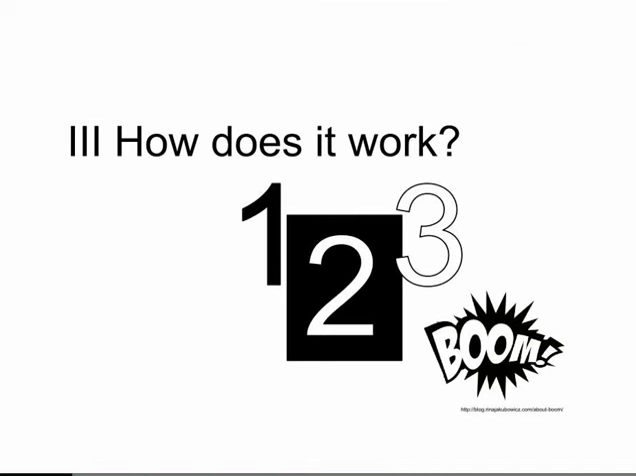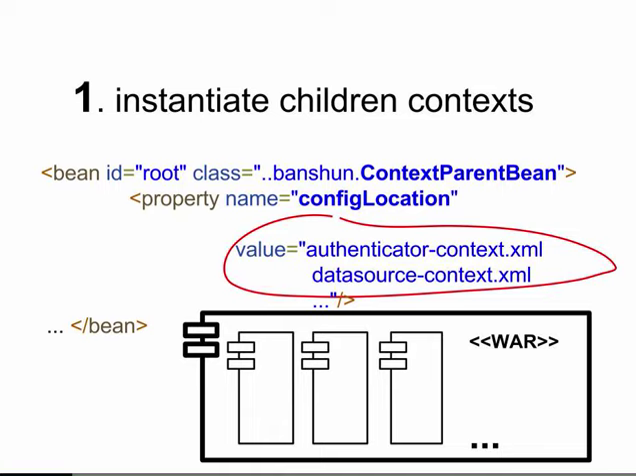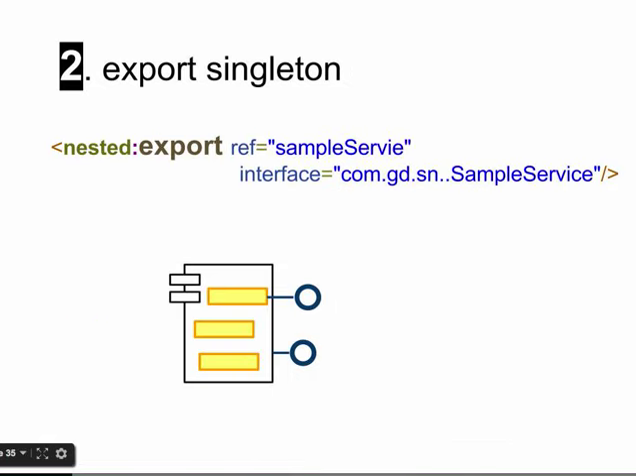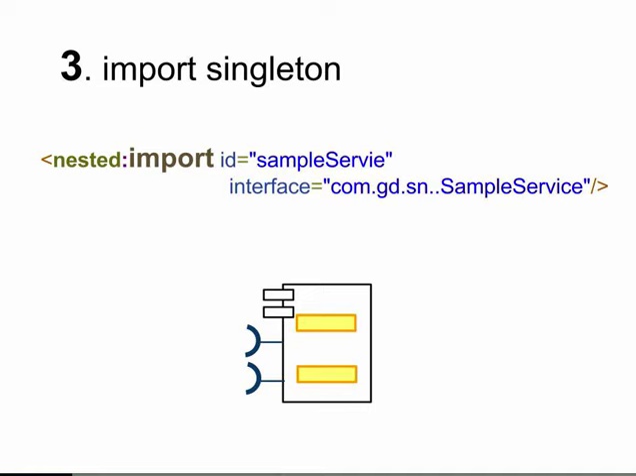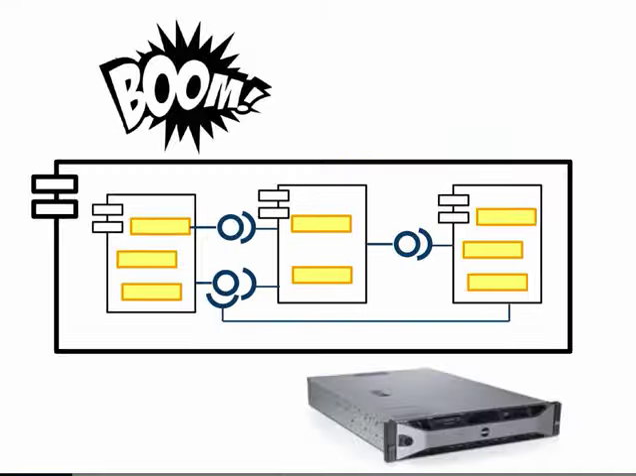So let's look at how to incorporate Banshun into your application. The idea is fairly trivial. In the root application context, we just declare our children contexts, like in the picture. Then we can export any singletons or services from any of these children contexts and import them. So it implements just the registry pattern, and the Banshun runtime builds these components all together, resolves dependencies, and runs these children contexts one by one in the correct sequence. That is.